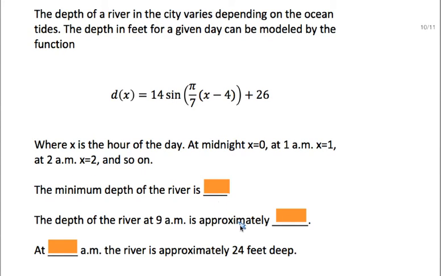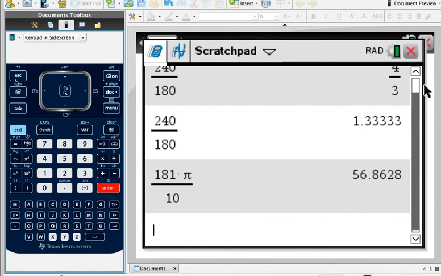Okay, so there are 3 different things we need to find with this. The first thing is we need to find our minimum depth of the river. Then we need to know the depth of the river at 9 a.m. is approximately how much, and then at what time is the river approximately 24 feet deep. Okay, so a couple things. Number one, you have an equation, so the first thing that you should do is graph that equation. So let me pull up my graph.